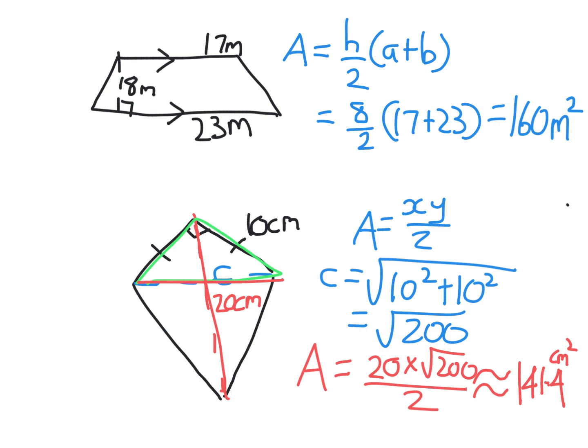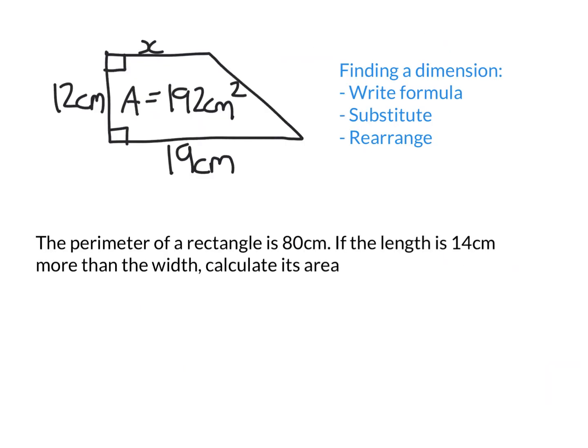All right, let's now look at examples where we're finding a side length given the area. So whenever you are asked to find a dimension, like a length, width, radius, whatever, make sure you follow these steps. Write the formula, substitute in what you know, and then rearrange. So what do I mean by that? Well, here we're given a trapezium. We know it's a trapezium. These two right angles mean those sides are parallel. So I've got a trapezium, we have its area, and we need to find one of its side lengths. So we're going to follow these three steps here.